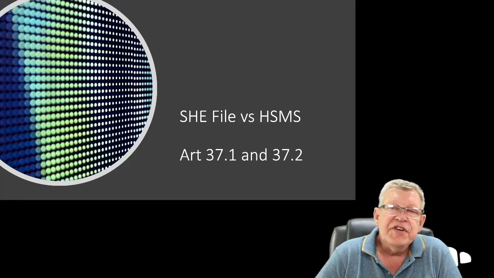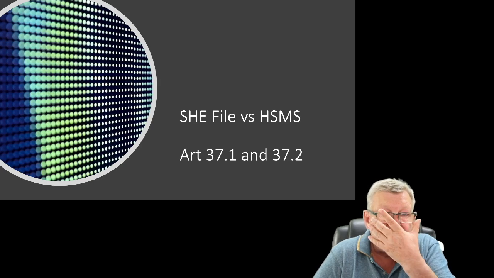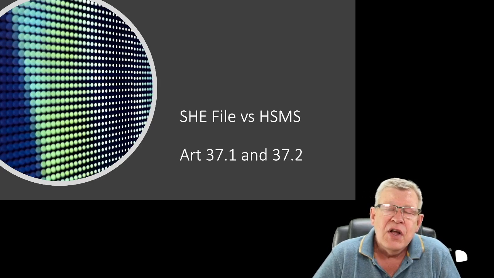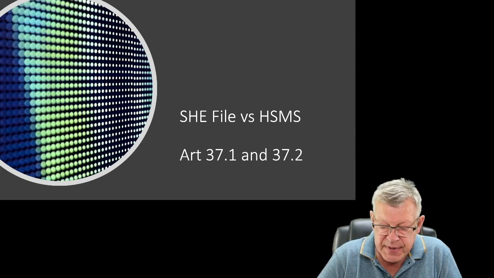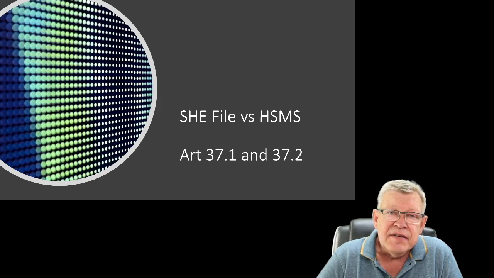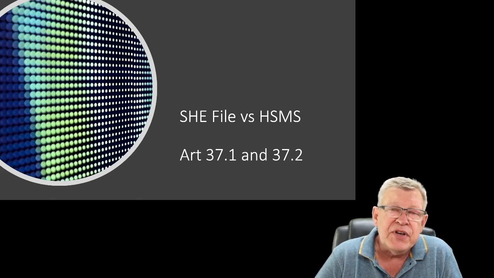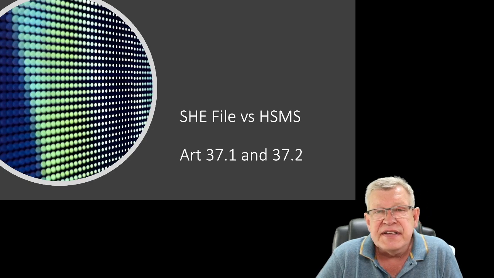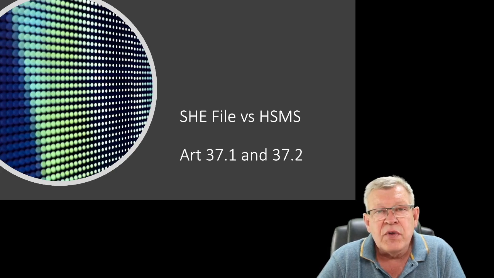Why, if I have a SHE file as a contractor and my client has signed it off and allows me to work on site according to that SHE file, why would I want a proper health and safety management system? Well, you need to understand firstly what a SHE file really is and how it fits into a health and safety management system. And then you need to look at the Occupational Health and Safety Act, Articles 37.1 and 37.2, that talks about the owner or the employer's what we call vicarious liability.